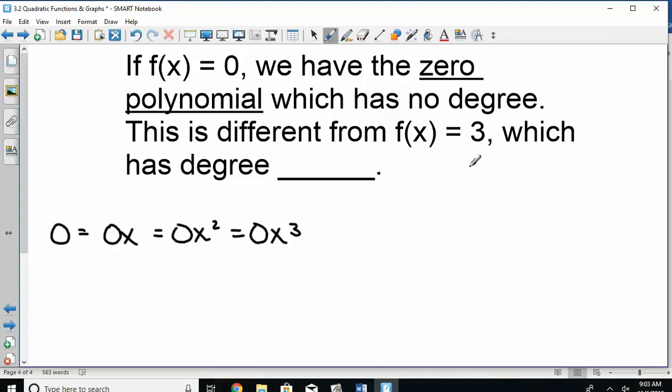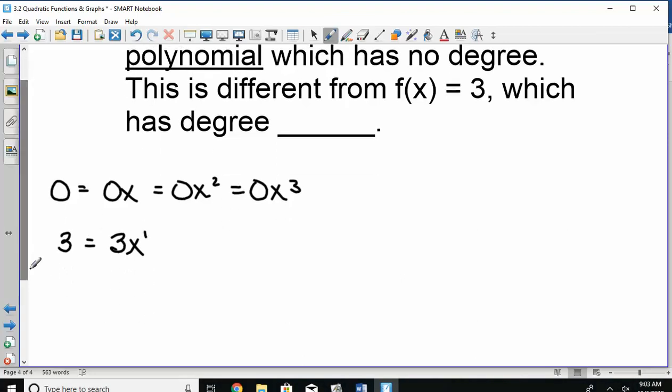Now, if it's any other constant, like f of x equals 3, 3 is the same as 3 times x to what power? 1? Well, is 3 the same as 3x? What power would make this x disappear? Anything to the 0 power is 1. And so that is equivalent to 3. So if it's any other constant, we say it has degree 0. But if it's just 0 itself, we say it has no degree.